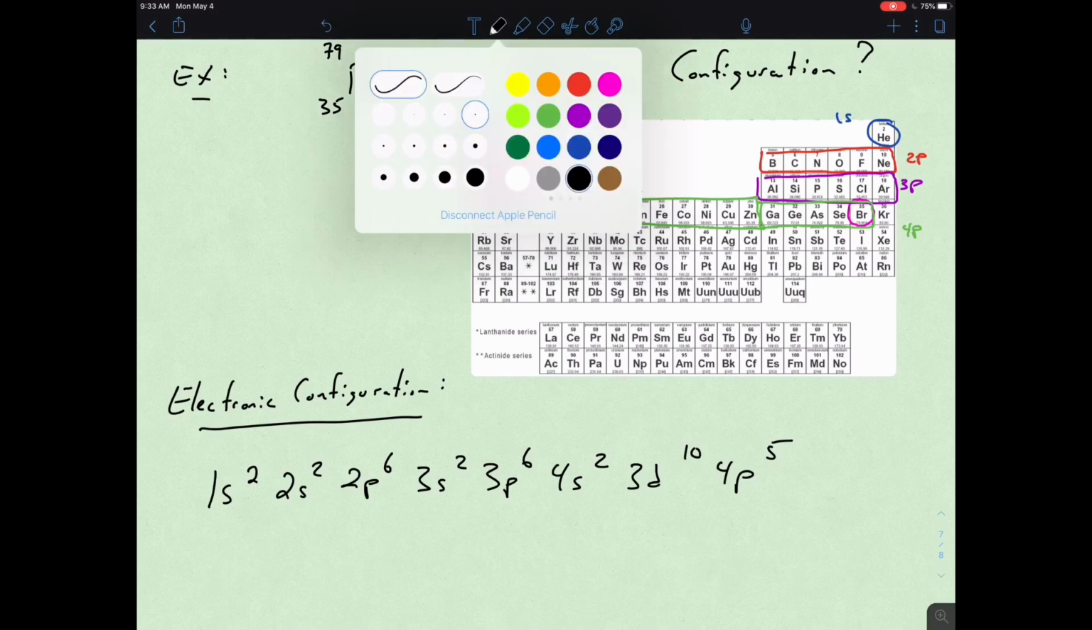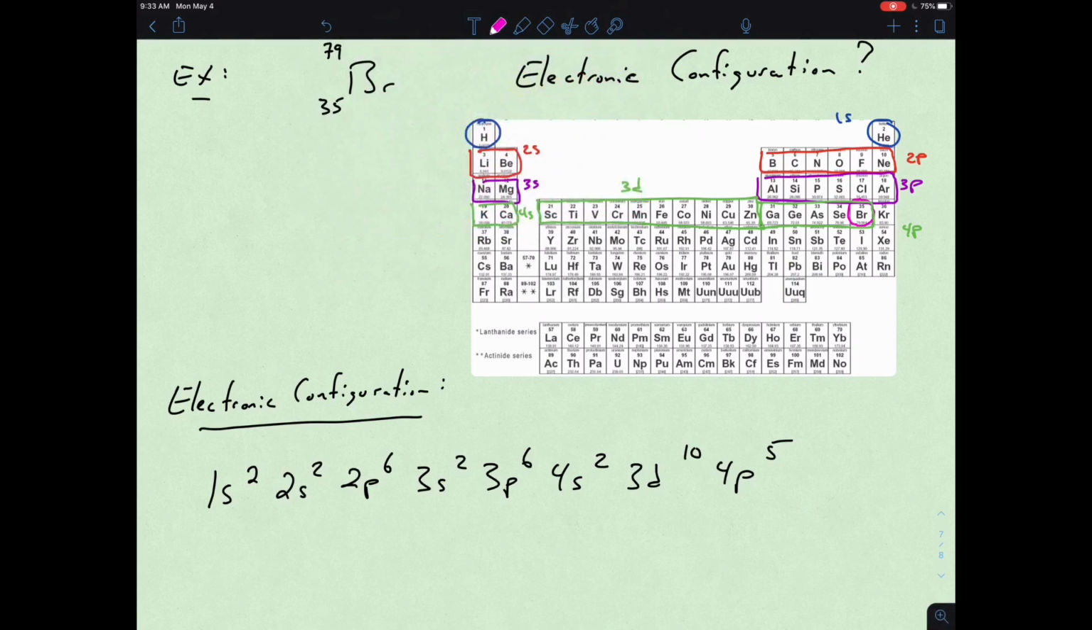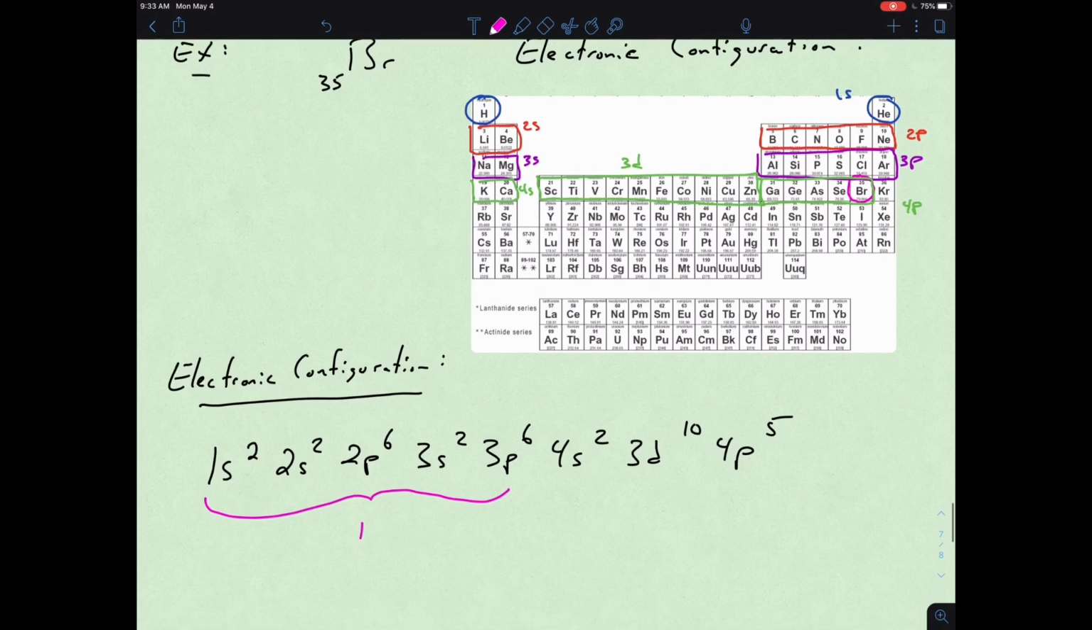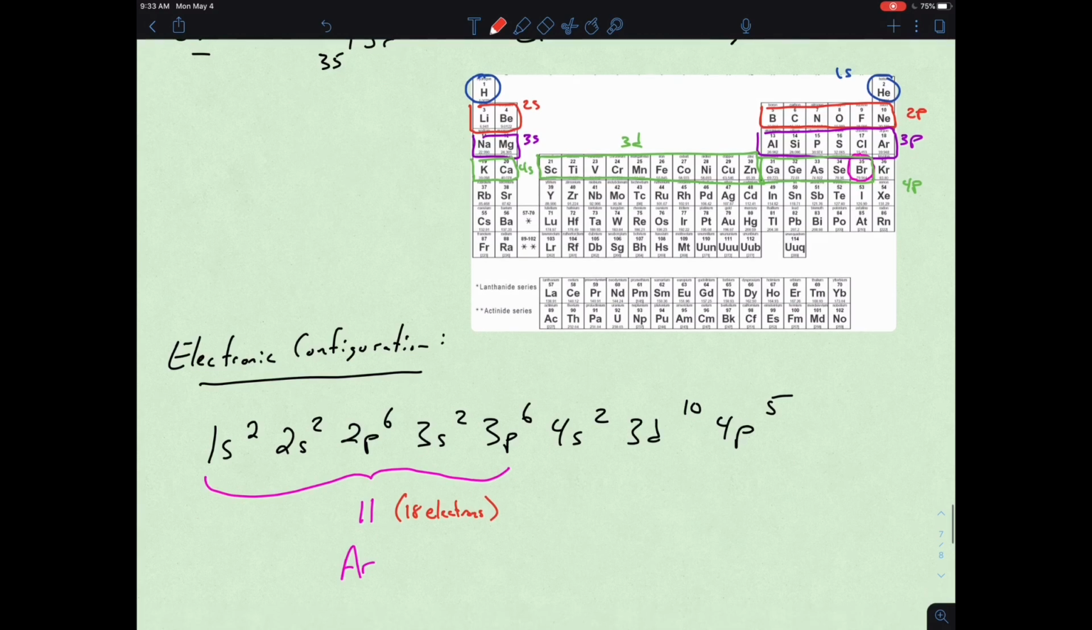But if we consider this whole block, this whole block is really equal to argon. If we calculate how many electrons we have here, we have a total of 18 electrons. And that's also argon's atomic number. It has an atomic number of 18.